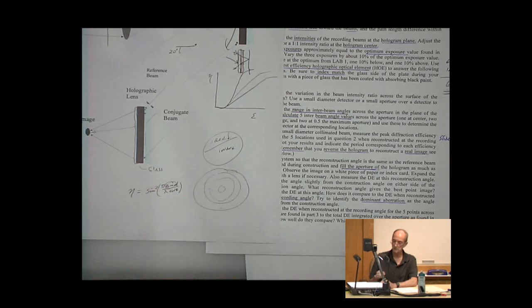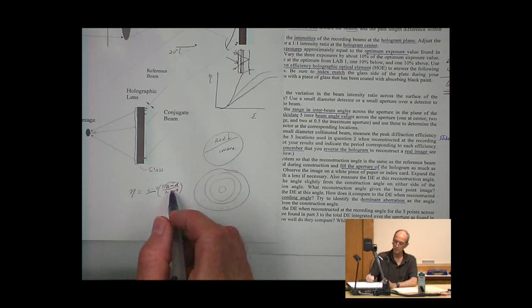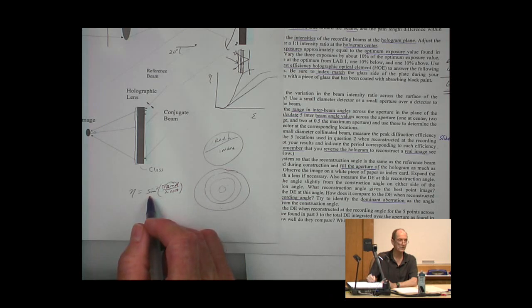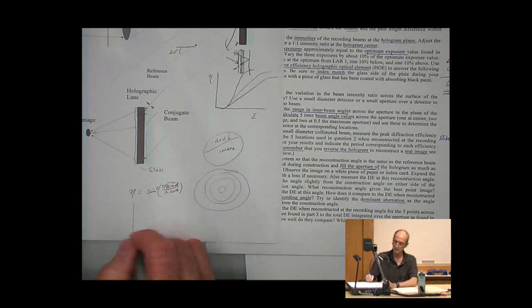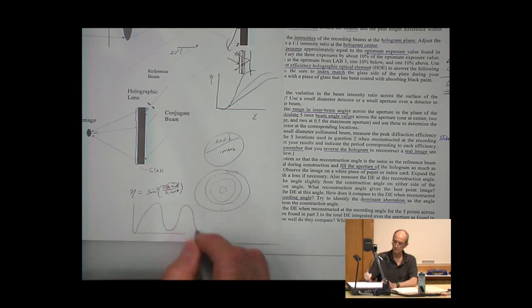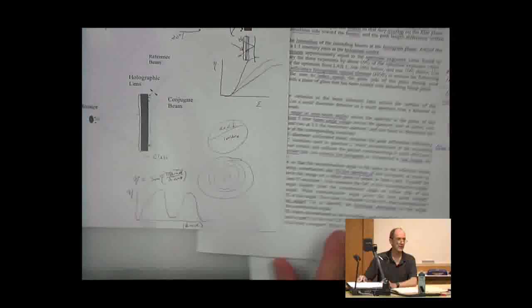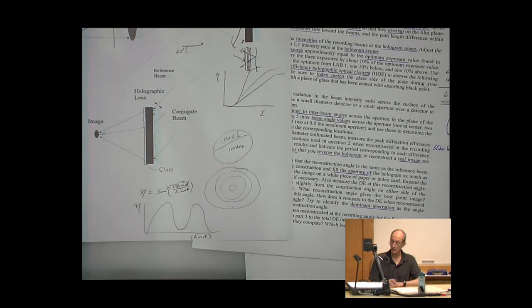The efficiency is going to depend on the index modulation that you have in the film and the film thickness, which is constant. And this is a sine squared function. So that efficiency can oscillate as a function of your delta n d, kind of your grating strength that you have in that hologram.